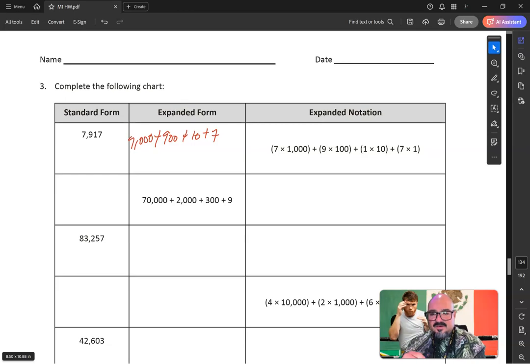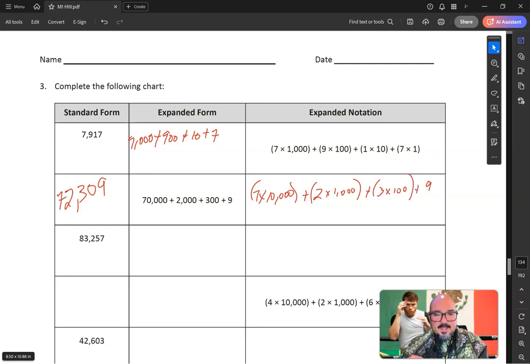Next, I don't have the standard form, so I have to figure out what it is. So I have 70,000, so I know I start with 7, 2,000, 300s, no 10s, and a 9. Now I have to do expanded notation. So 7 times 10,000, 2 times 1,000, 3 times 100, and 9 times 1.